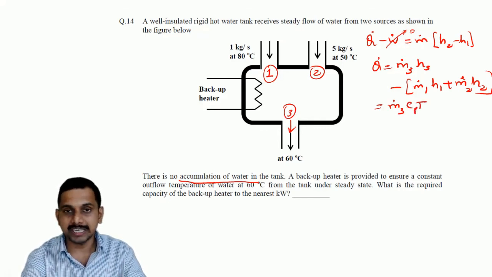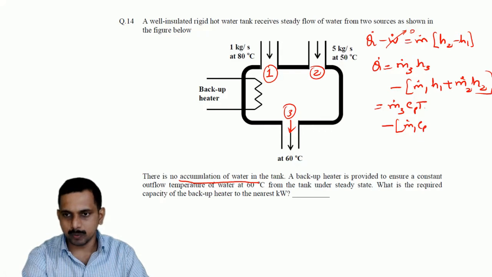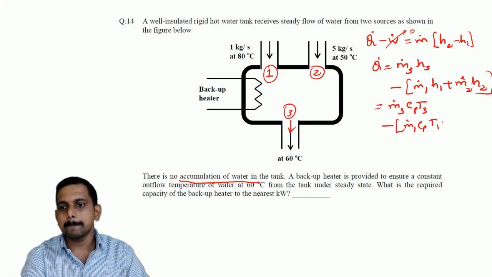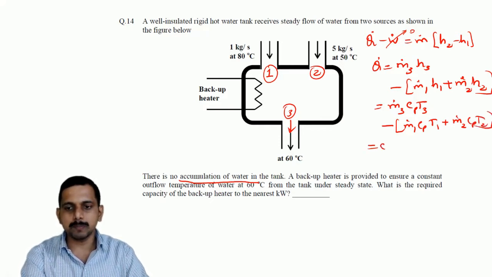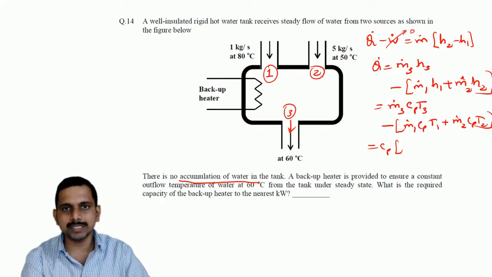Although it is delta T, let us take T with respect to 0 degrees centigrade. So I can write it like this, minus M1 dot Cp T1 plus M2 dot into Cp into T2. Let us put it like this. So Cp you can take outside, and inside, instead of M dot 3 it is M dot 1 plus M dot 2 because it is a steady flow. So instead of M dot 3, I can write 1 plus 5, which is 6.